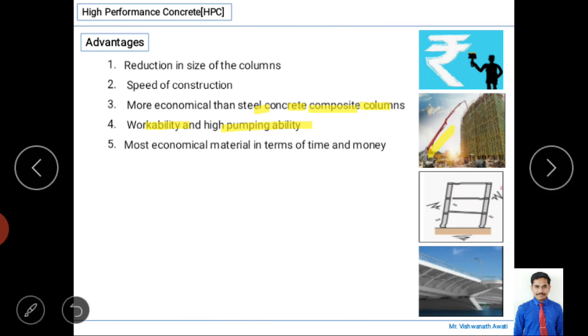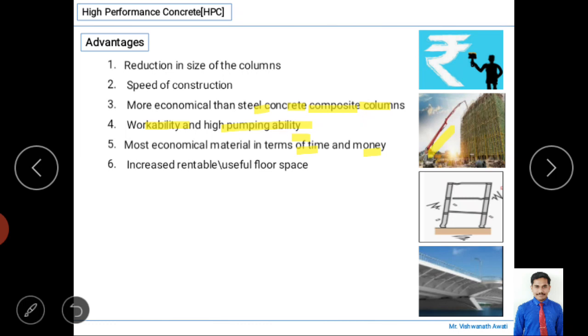Next, most economical material in terms of time and money. Here time and money should not be understood separately. Money is important, as well as time. If you take both time and money into consideration, high performance concrete is a very effective and cost effective method of construction.